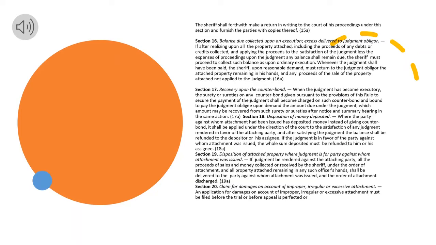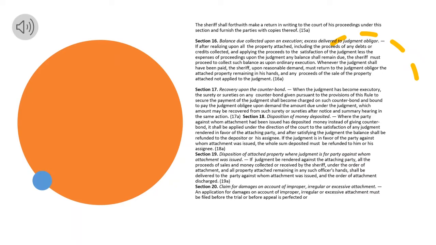Section 16. Balance due collected upon an execution, excess delivered to judgment obligor. If after realizing upon all the property attached, including the proceeds of any debts or credits collected, and applying the proceeds to the satisfaction of the judgment less the expenses of proceedings upon the judgment, any balance shall remain due, the sheriff must proceed to collect such balance as upon ordinary execution. Whenever the judgment shall have been paid, the sheriff, upon reasonable demand, must return to the judgment obligor the attached property remaining in his hands, and any proceeds of the sale of the property attached not applied to the judgment.